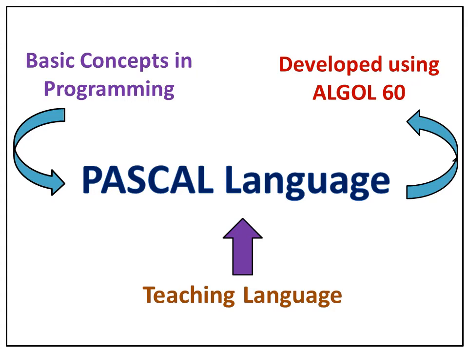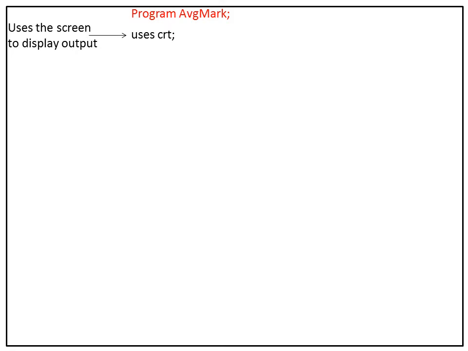Pascal includes conditional statements like if and loops like while and for loop. A Pascal program starts with the program keyword followed by the program name. Then we give uses CRT. This must be given if the user needs to display the output on the screen. If the user needs to print the output which was displayed on the screen, you must give uses CRT, print.